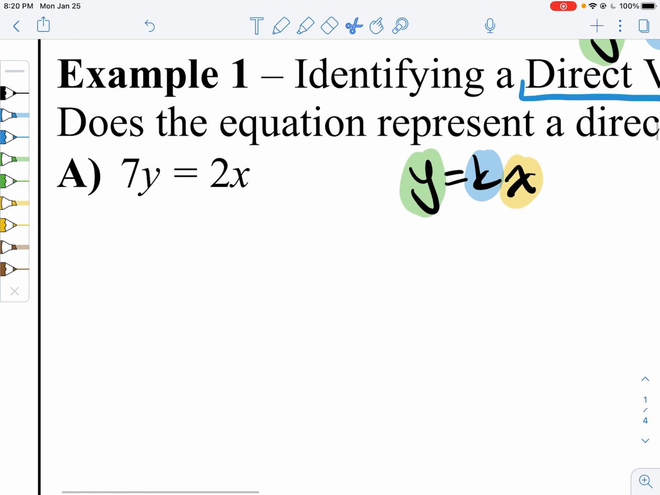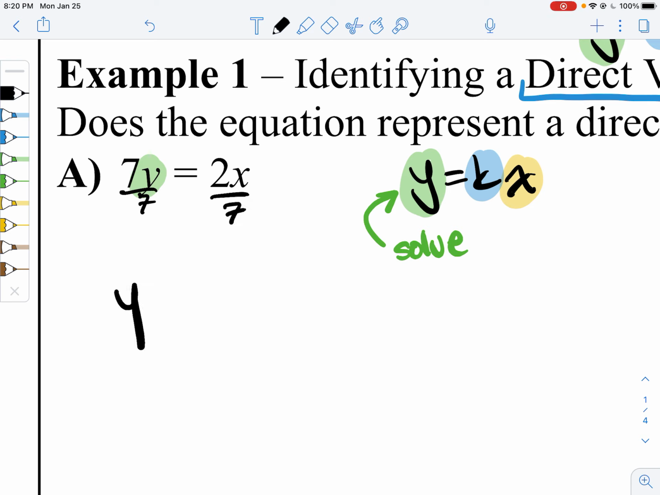Okay, first we want to get this problem to look like this one. The easiest way is to solve for y. So that's what I'm going to do. In order to get y all by itself, I'm going to divide by 7 on both sides. Those 7s are going to cancel out, leaving us with just y equals 2/7 x.